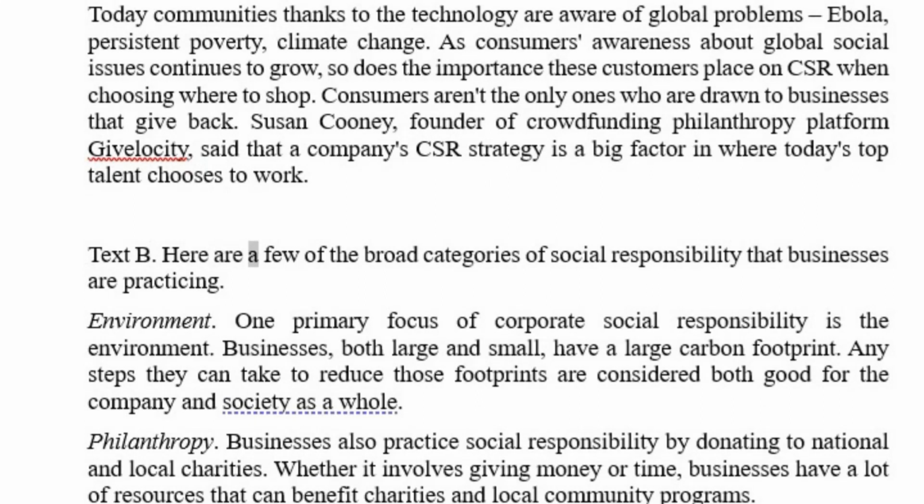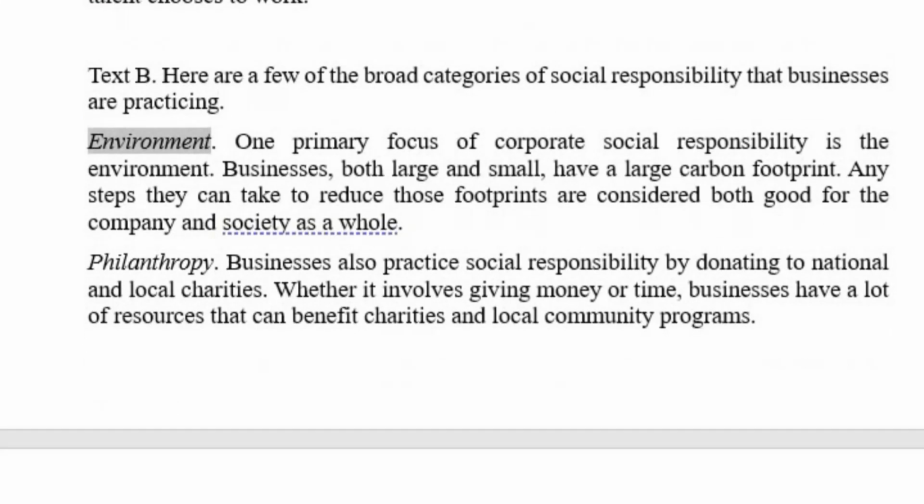Text B. Here are a few of the broad categories of social responsibility that businesses are practicing. Environment. One primary focus of corporate social responsibility is the environment. Businesses, both large and small, have a large carbon footprint. Any steps they can take to reduce those footprints are considered both good for the company and society as a whole. Philanthropy. Businesses also practice social responsibility by donating to national and local charities. Whether it involves giving money or time, businesses have a lot of resources that can benefit charities and local community programs.